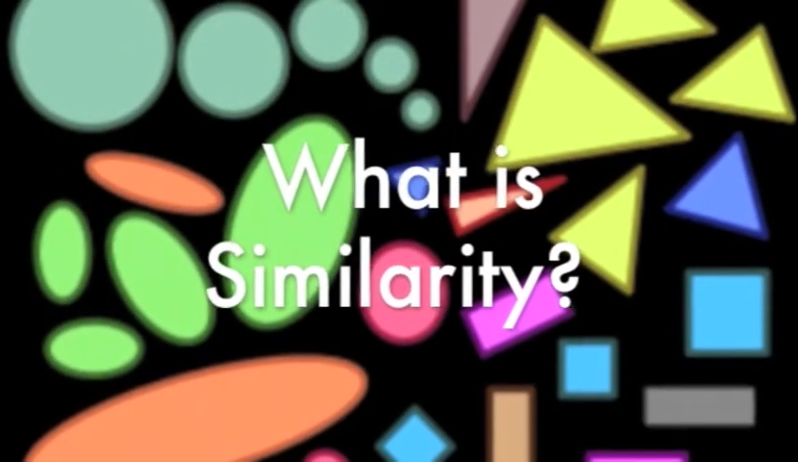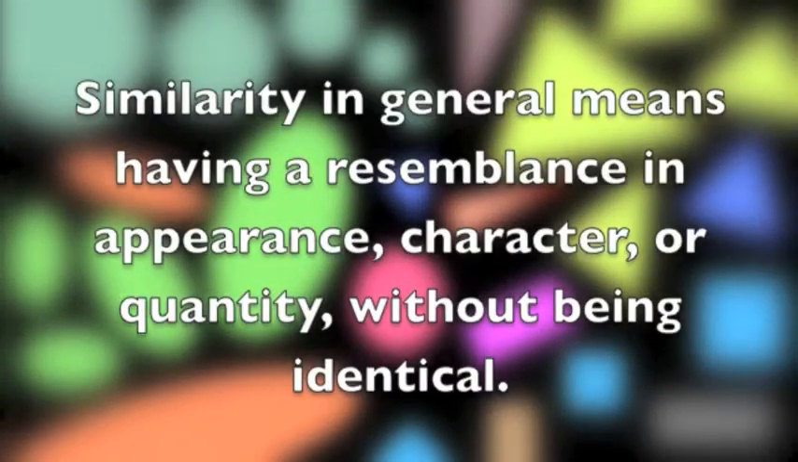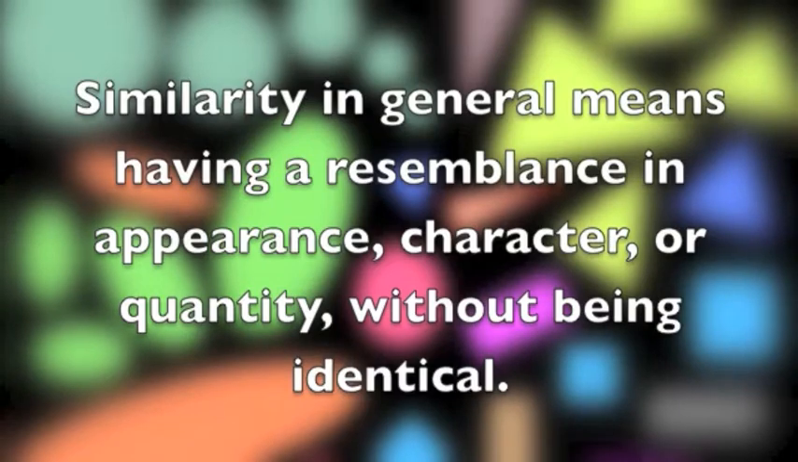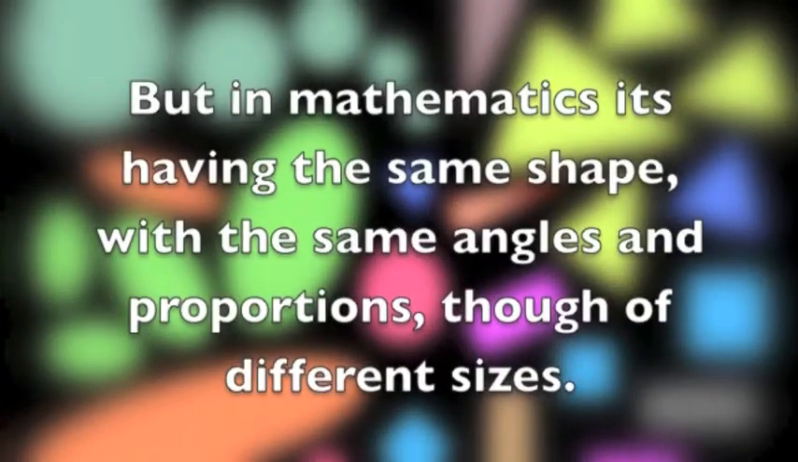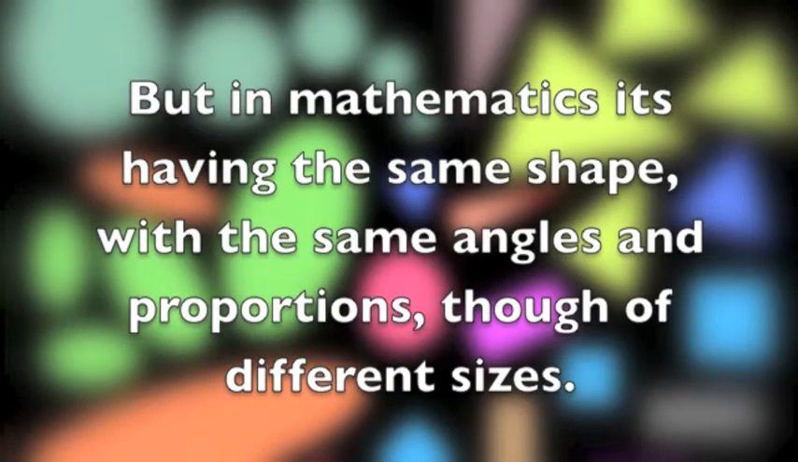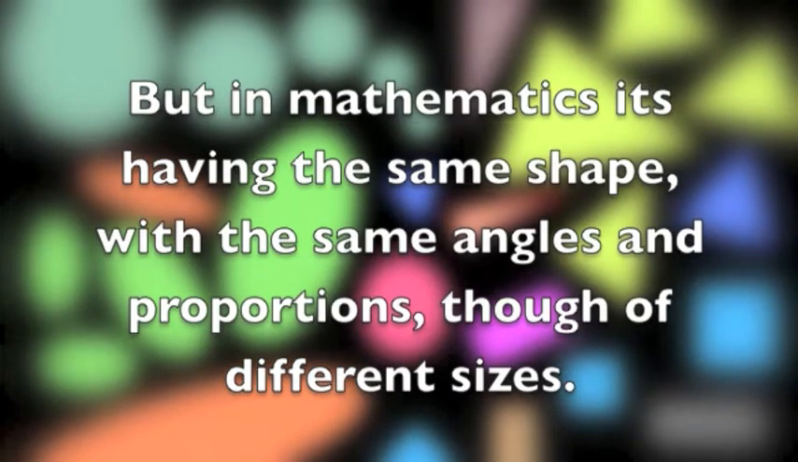What is similarity? Similarity in general means having a resemblance in appearance, character, or quantity without being identical. But in mathematics, it's having the same shape with the same angles and proportions, though of different sizes.